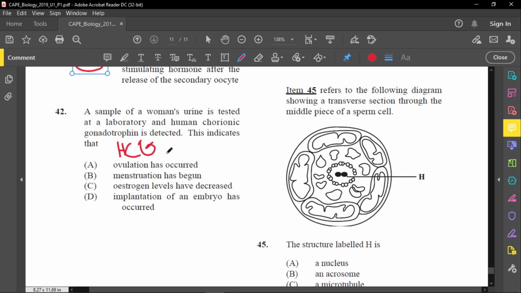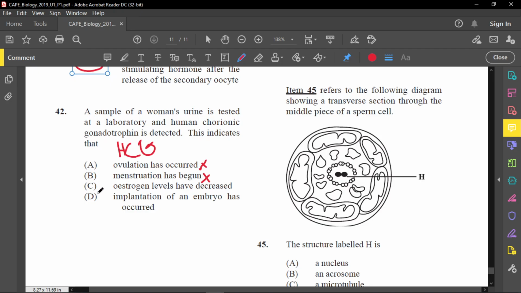And so what indicates pregnancy is not ovulation occurring. You can ovulate and not be pregnant. So A cannot be correct because you can ovulate and not become pregnant. It said menstruation began. If you're menstruating, you're not pregnant, so this is not correct. Estrogen levels have decreased. If estrogen levels decrease, that is when menstruation is going to take place as well.